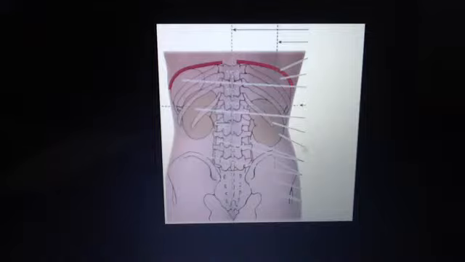and this is the 12th rib, and we should recognize the ureters and the iliac crest and the ilium itself, and also this dimple, which is indicating the posterior superior iliac spine.